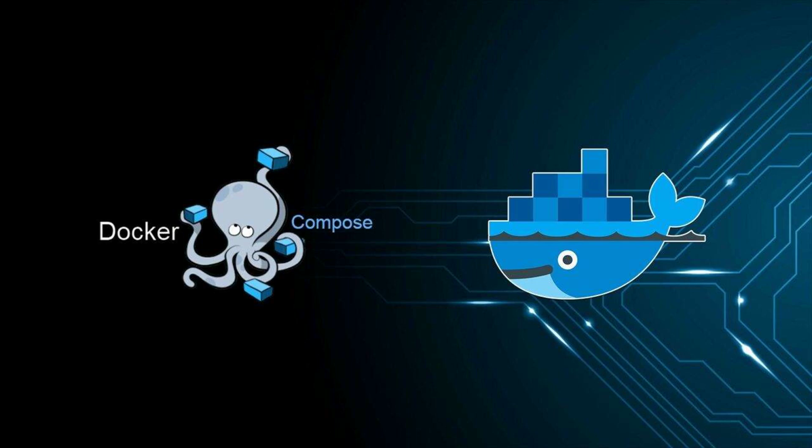10. How can you define environment variables in Docker Compose? You can define environment variables in the environment section of a service definition in your docker-compose.yaml file.